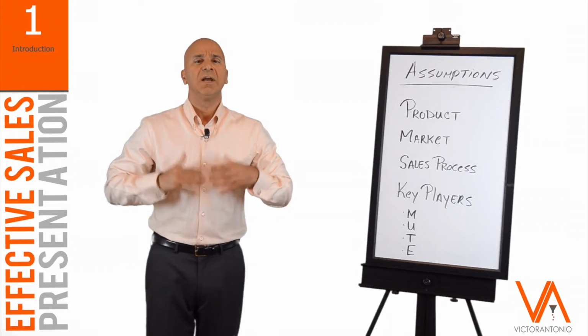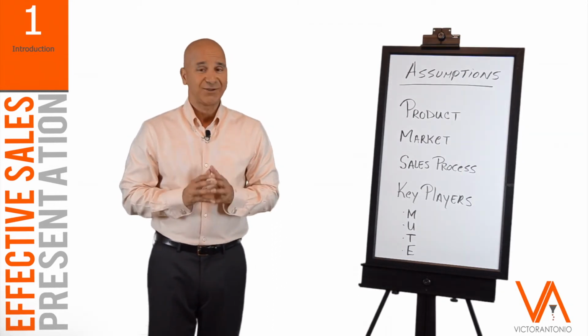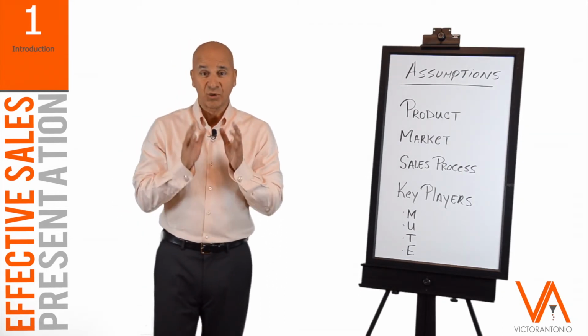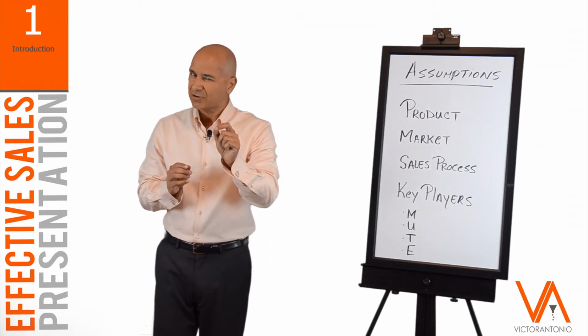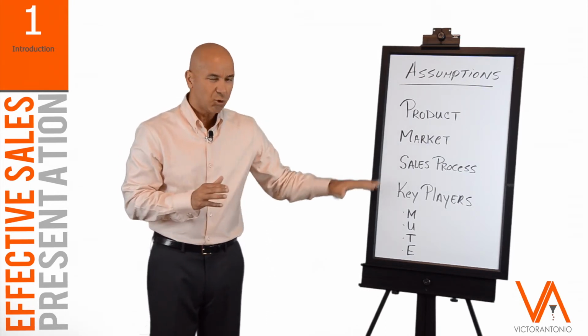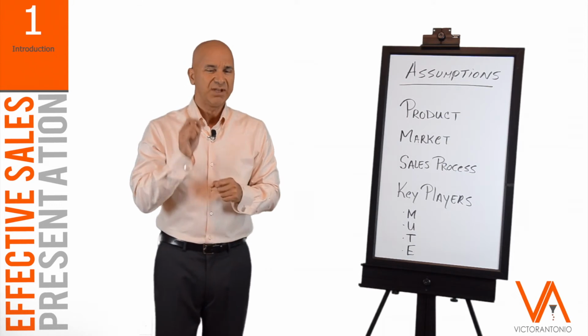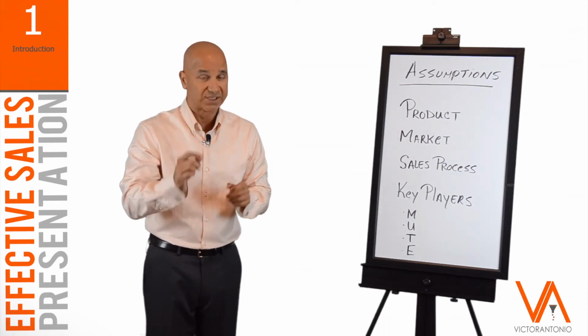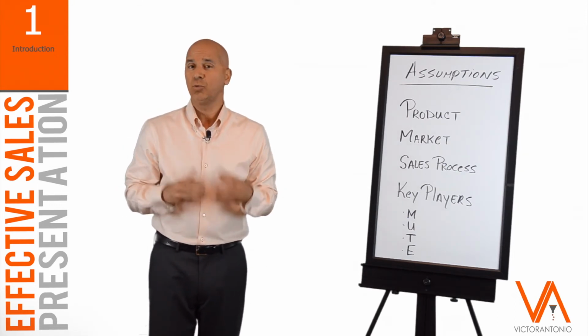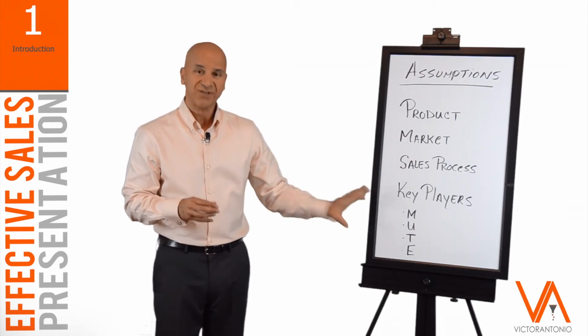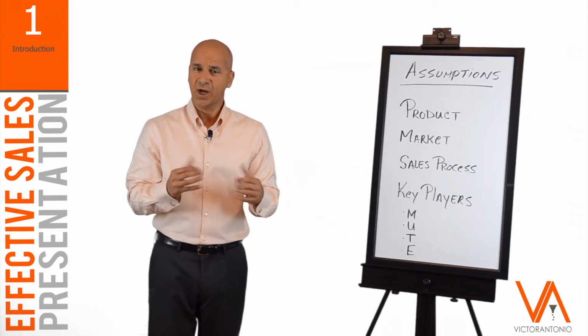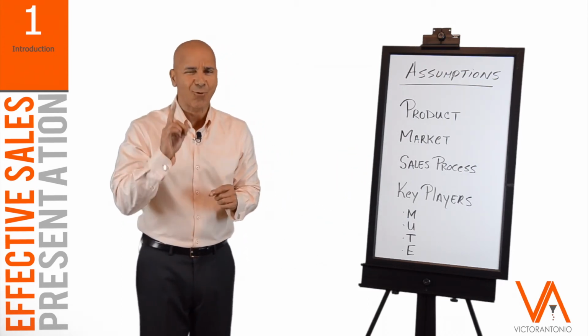But again, before we can move forward, let's make the assumptions. You understand your product, you understand your market, you have a sales system, and you also know who the key players are in your market that you really need to get addressed. So what we're going to do now is jump into what we need to do to actually address these key players to help them get over the hump so they can buy your product or your service.